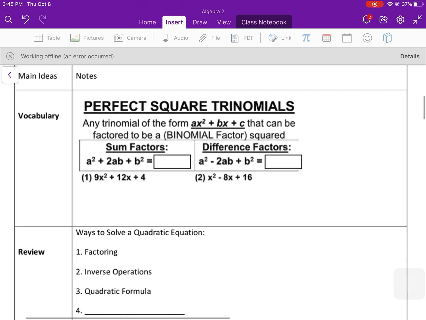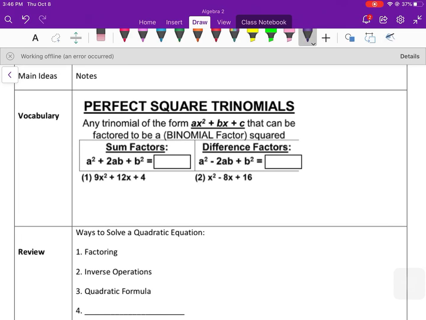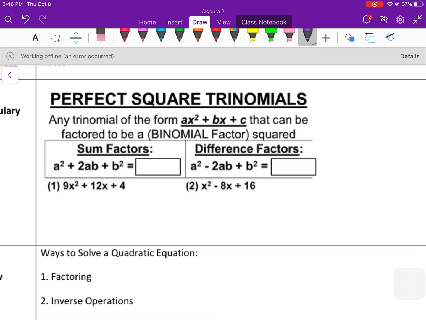So first, in order to complete the square, you do have to understand what a perfect square trinomial is. A perfect square trinomial is a trinomial that factors like this: a squared plus 2ab plus b squared will factor to be (a plus b) squared. And then the other one, a squared minus 2ab plus b squared, factors to be (a minus b) squared.